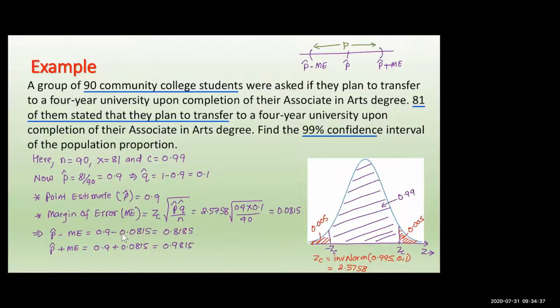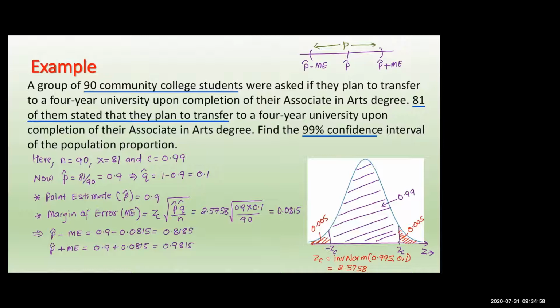0.9815. That means with 99% confidence, we can say that the true proportion of students transferring to a four-year university lies between these two values. Meaning of that is 81.85% to 98.15% of students transfer to a four-year university.